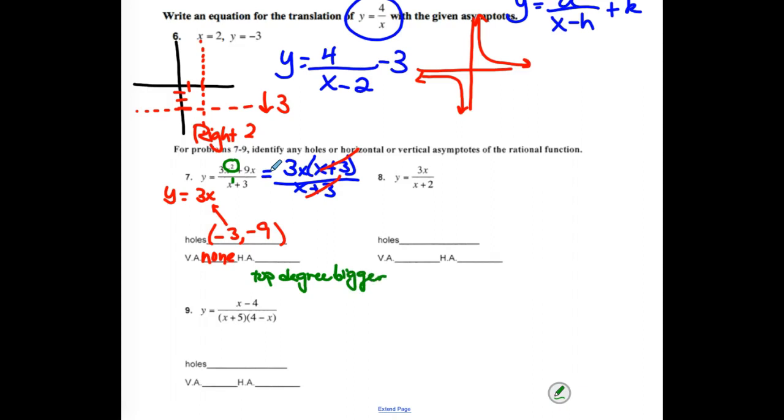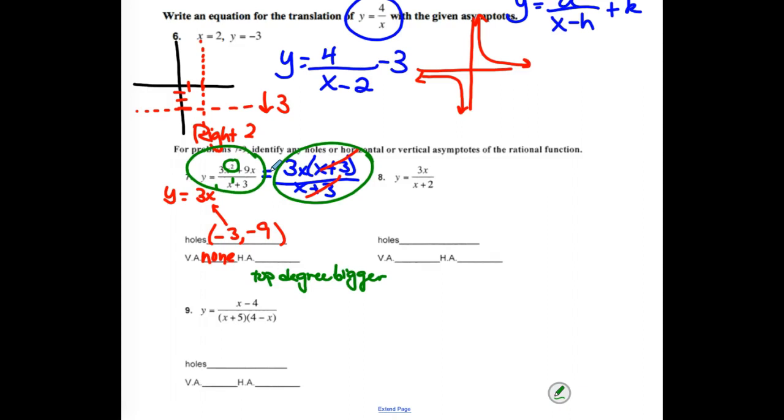If I analyze the simplified version, top degree is 1, bottom degree is 0. There's no x's in the denominator. Top is still bigger than the bottom. If you analyze this, make sure that you are looking at the degree if that numerator was put back together, multiplied back together. Okay? Typically, this original version is going to be the easiest for analyzing degree.